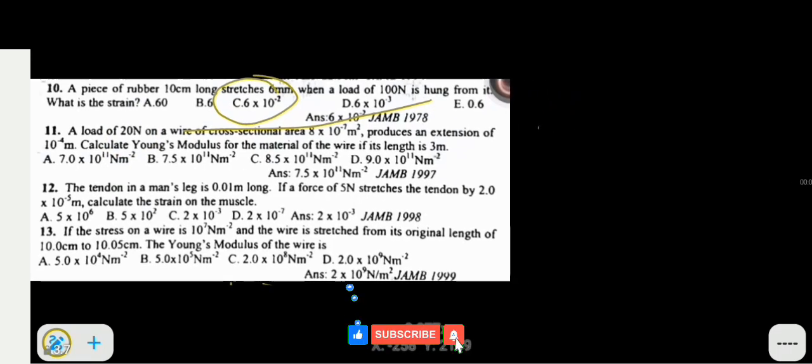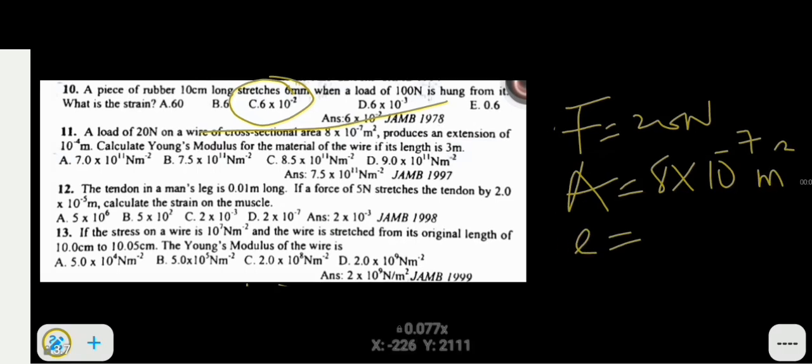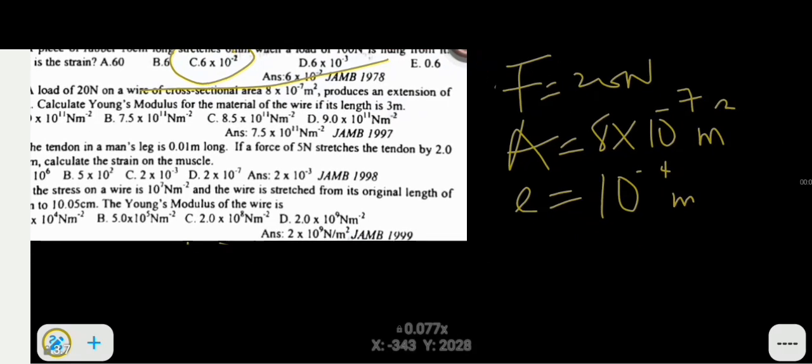So F is 20 Newton, as you can see from the question. Then the area here is 8 times 10 to the power minus 7. So area is 8 times 10 to the power minus 7 meters squared. The extension is 10 to the power minus 4 meters. Then we are told that the original length is 3 meters. So L is 3 meters, or L1.